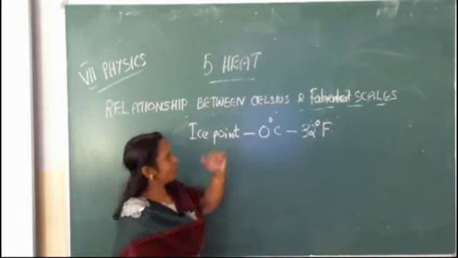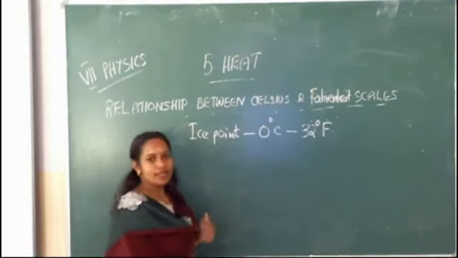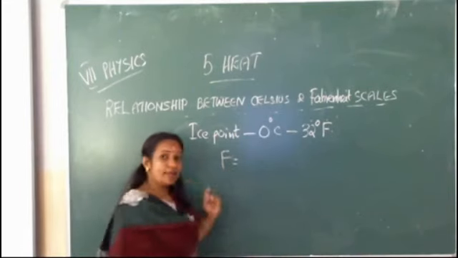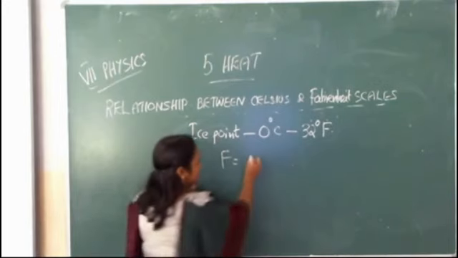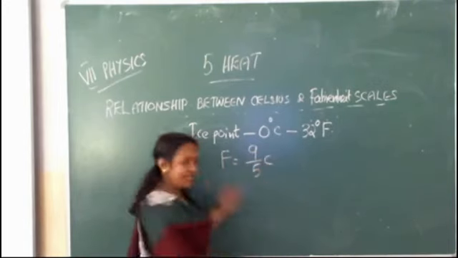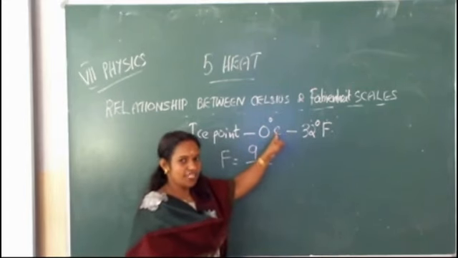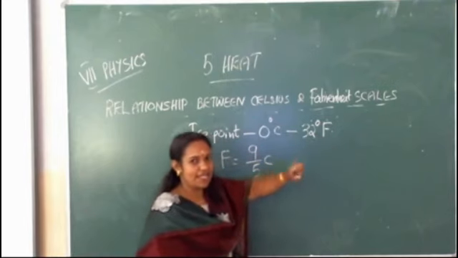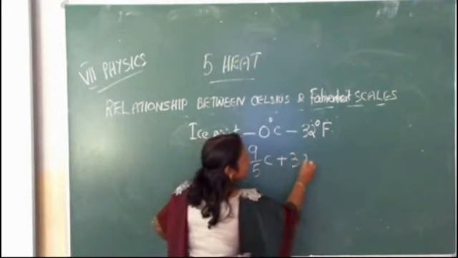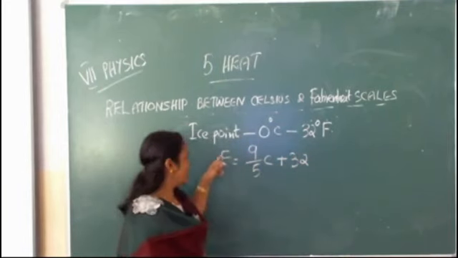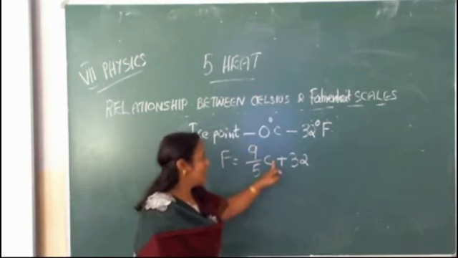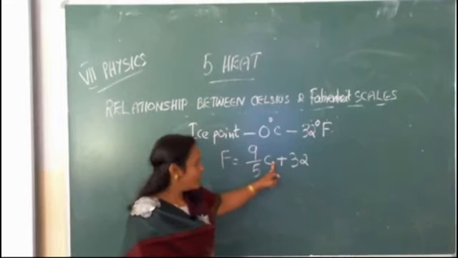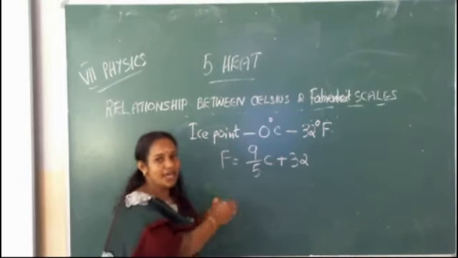So here how to get the relation between Fahrenheit and Celsius scale? One division in Fahrenheit is equal to 9 by 5 divisions in Celsius scale. That is 9 by 5 C. Again 0 degree Celsius, that is the ice point in Celsius scale, corresponds to 32 degree Fahrenheit in Fahrenheit scale. So plus 32. So this is the relation connecting Fahrenheit scale temperature and the temperature in Celsius scale. The same equation we can write in different forms. That means just rearrange it.